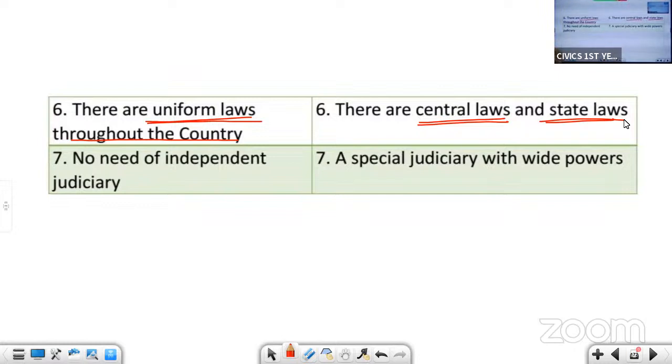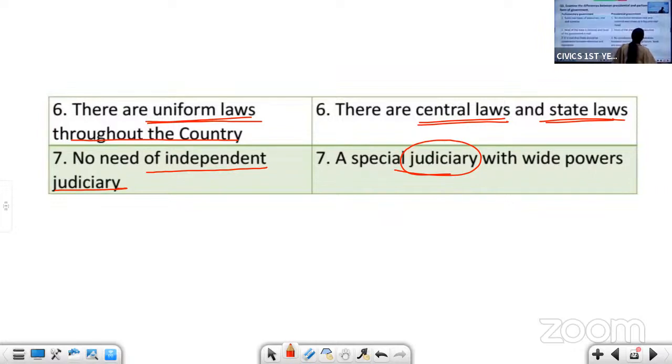Okay. And in unitary form of government, the judiciary need not be independent, whereas in federal form of government, the judiciary is more powerful. So these were the differences between the unitary and federal governments.